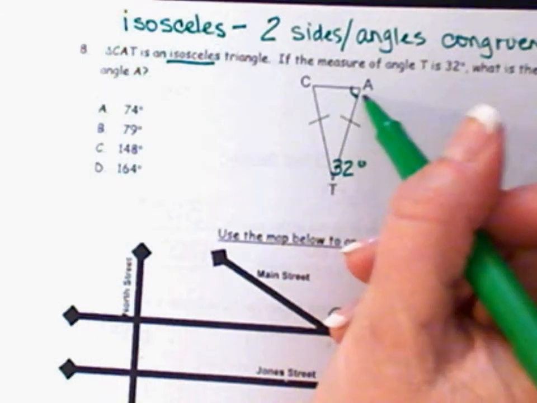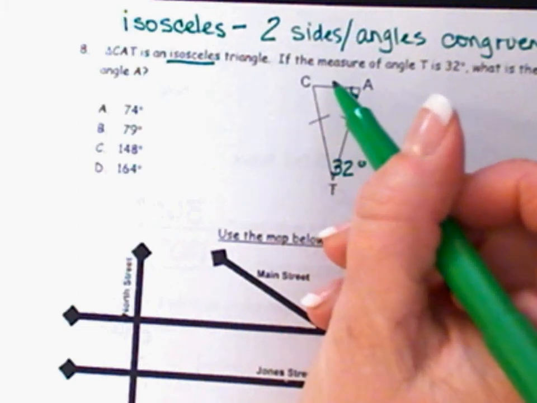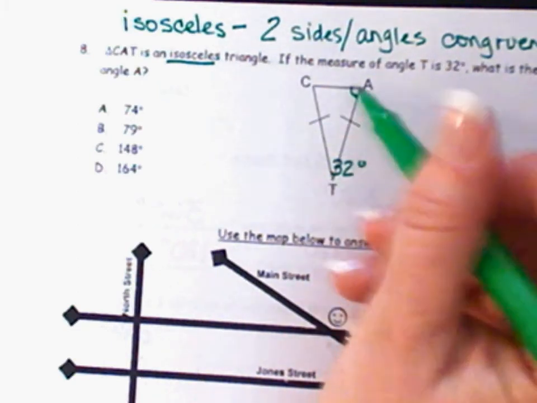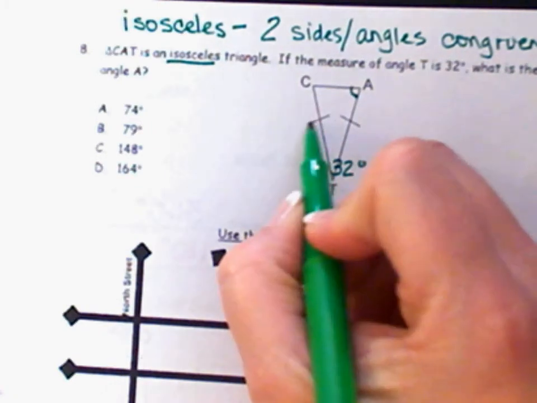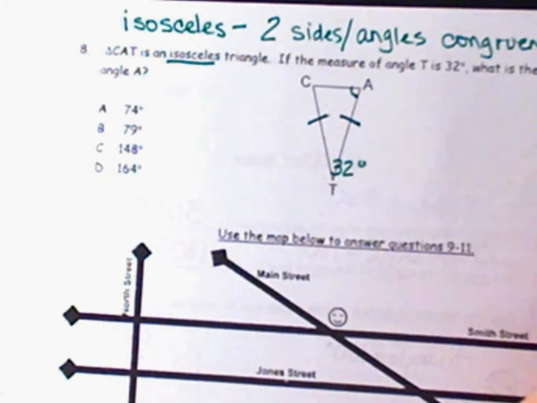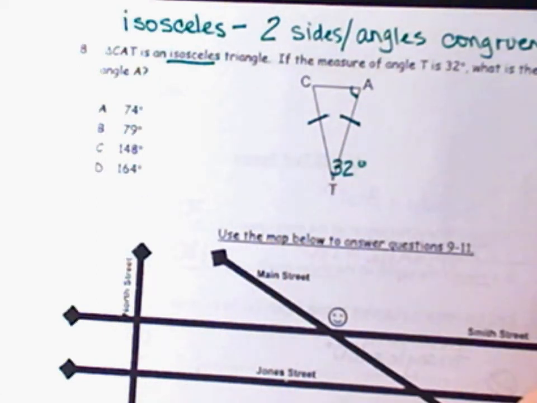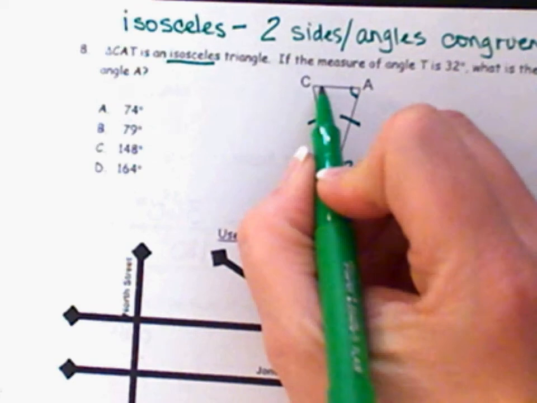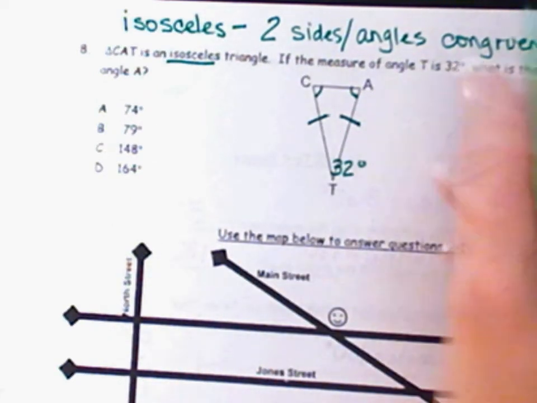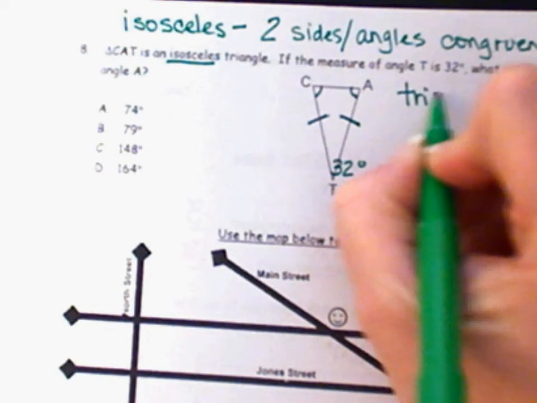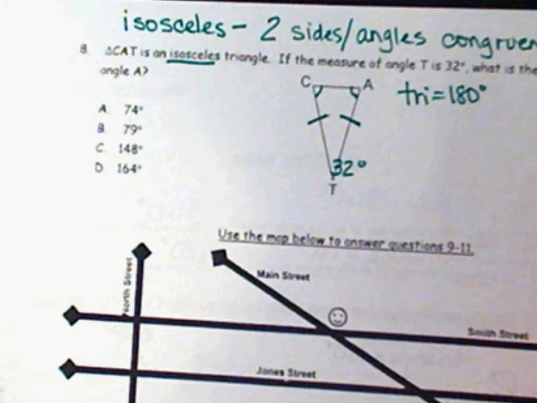If the measure of angle T is 32 degrees, what's the measure of angle A? So we're looking for this angle. But you have to remember, just because we're looking for only this angle does not mean that we can't answer this one. We have 3 angles, we want to fill them all in. Remember, these marks mean that this side and this side are congruent, which means those angles are congruent.